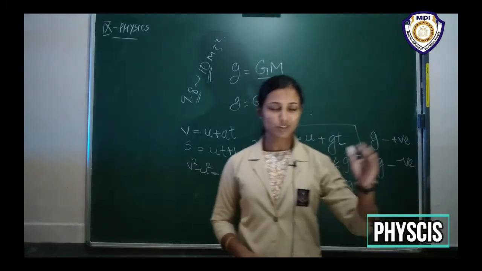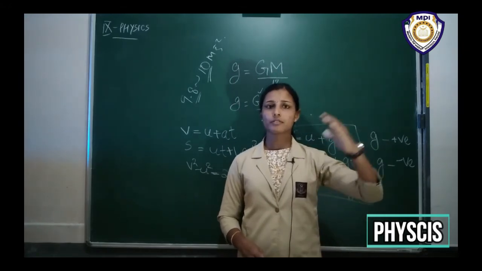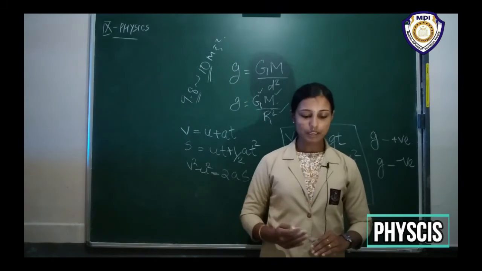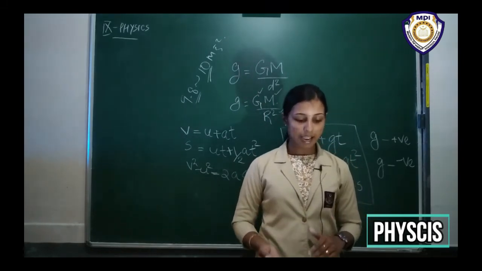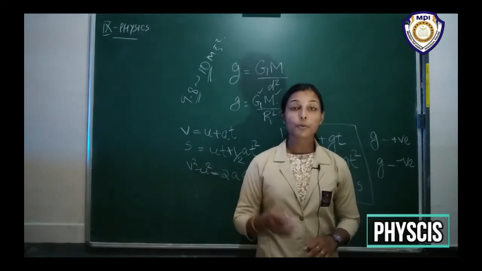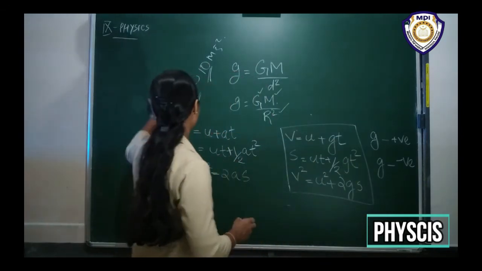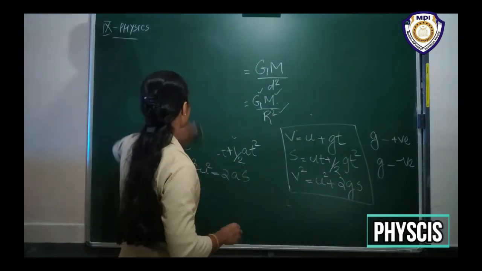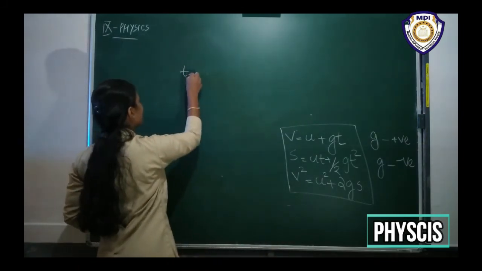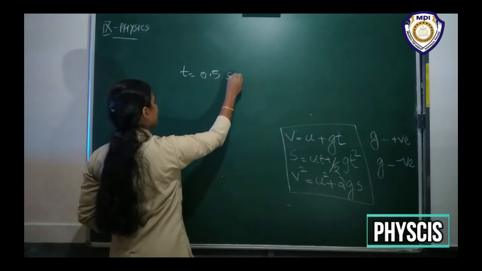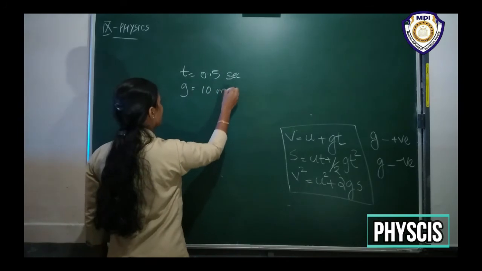Okay, so ledge means some height from the ground, a place at some height. So what happens? A car falls off a ledge and drops to the ground in 0.5 second. Time is given and also g is given, right? That is t is equal to 0.5 seconds and g is equal to 10 meter per second square.